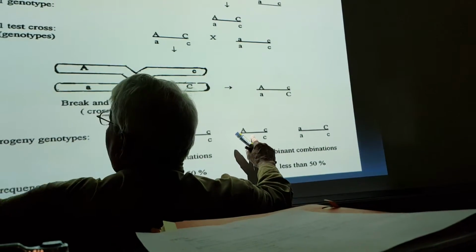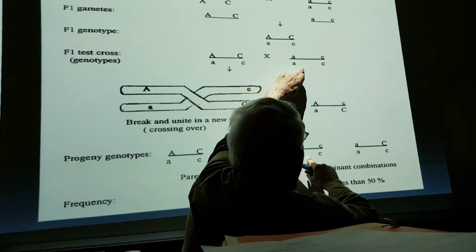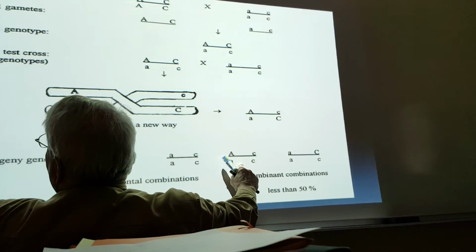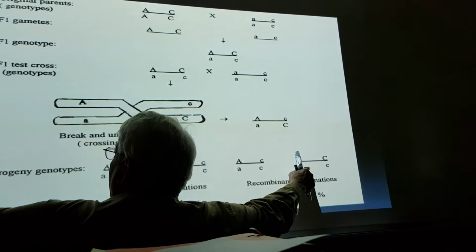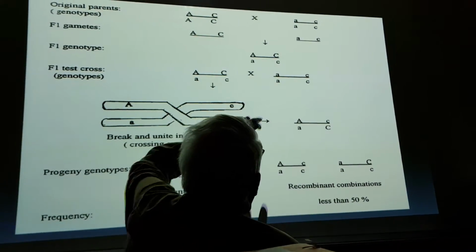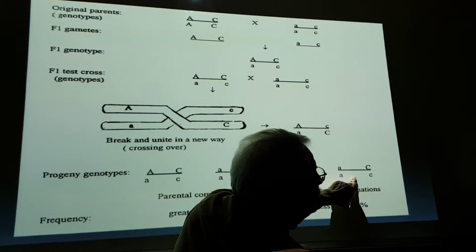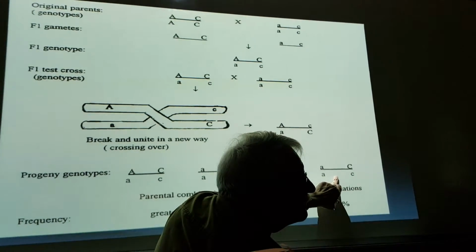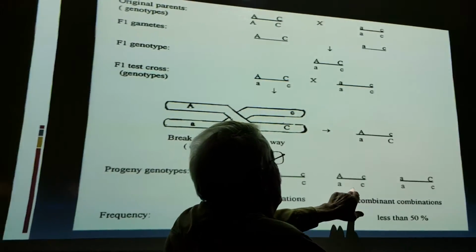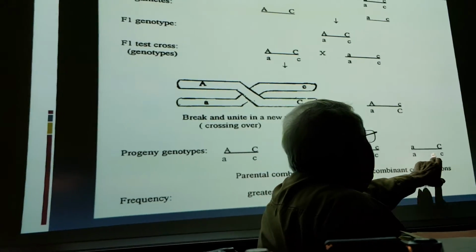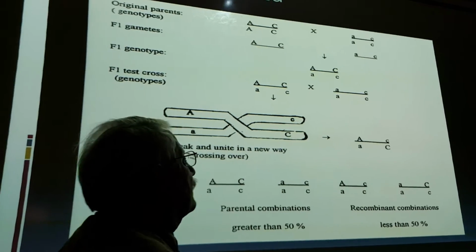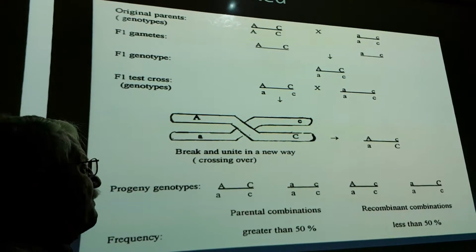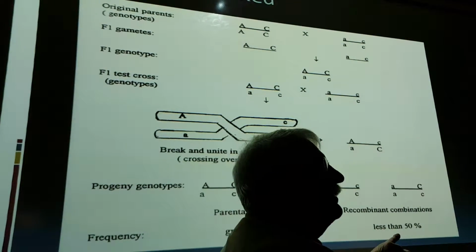The top of that one and the bottom of that one gives us this. Okay. And the bottom of this one and the top of that one gives you this. So that's how you know how to draw what the recombinant combinations are going to look like. How do you know what percent they are? You don't.